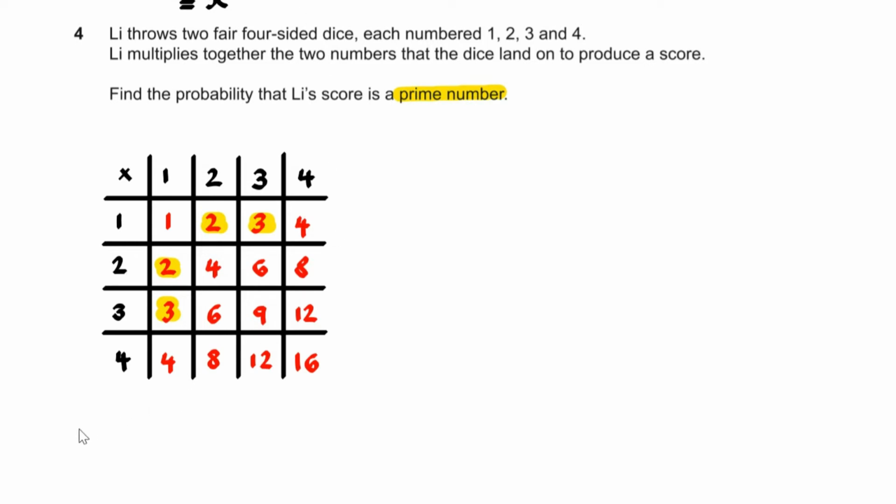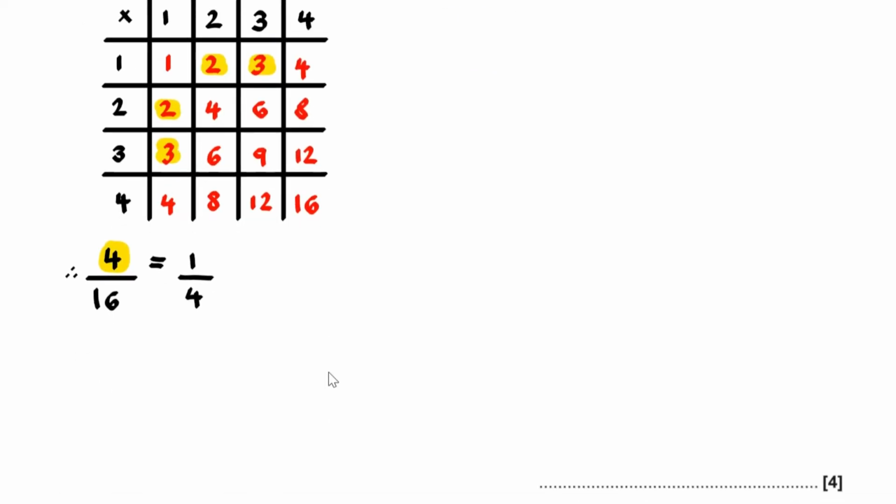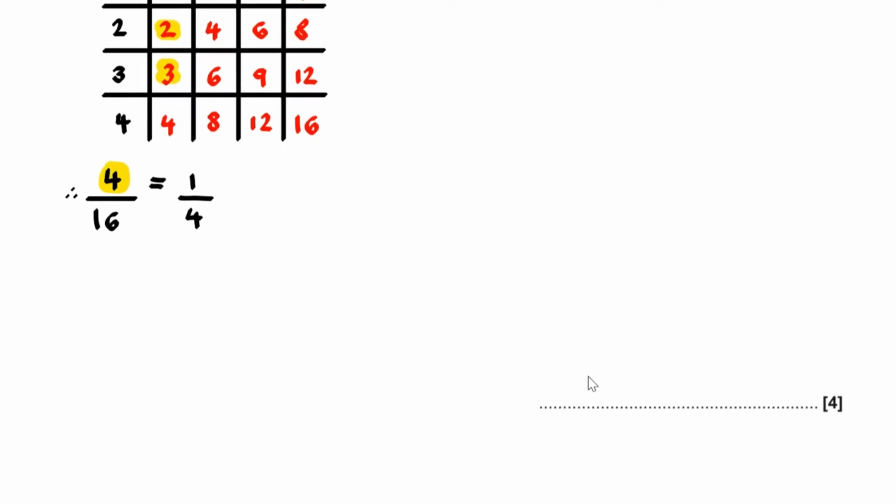So therefore, the probability that Lee's score is a prime number, well, out of 16 outcomes, 4 of those are prime numbers. So we have 4 prime numbers out of a total of 16. And this fraction can be simplified to 1/4. So therefore the probability is 1/4.